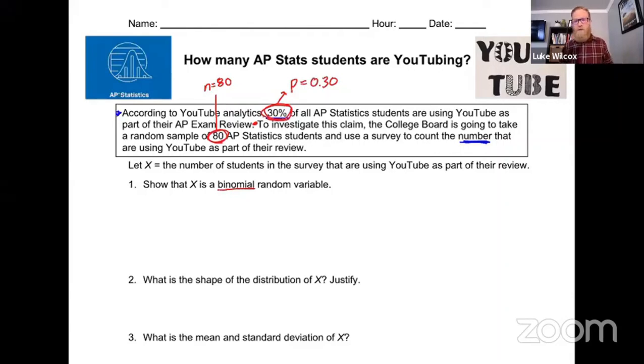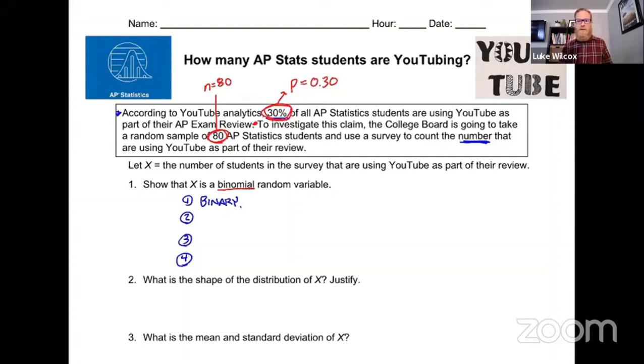Well, if you want to show that something is a binomial random variable, there are four conditions that must be met. So let's list out these four conditions, and then we'll go through and check each one of them individually. The first condition is what we're going to call the binary condition. And binary means that each trial can either be categorized as a success or a failure. And when I say trial here, I mean each individual AP Stat student that's part of the sample.